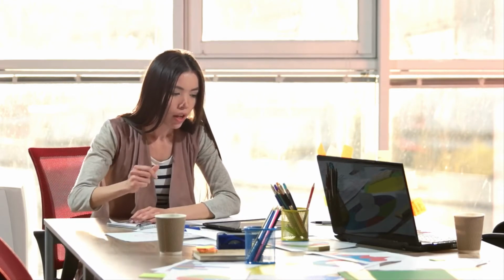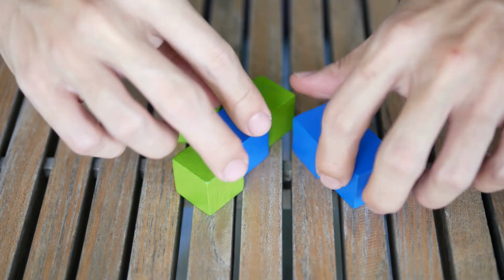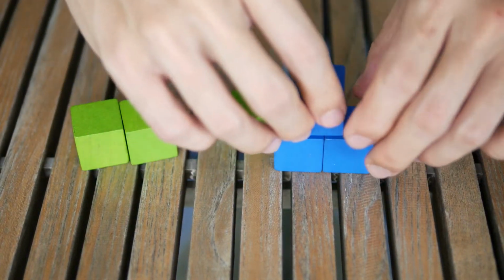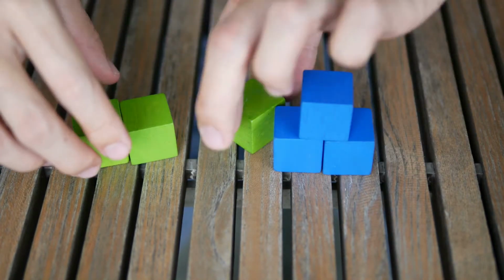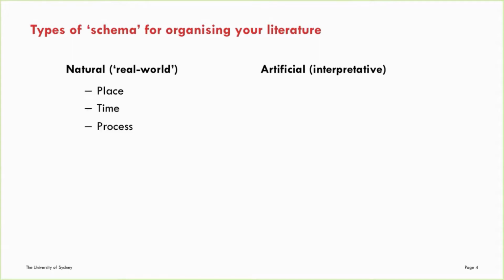To create this plan or outline, there are several options available. Your ideas can be organized using different patterns or schema. There are two main types of schema that we need to distinguish: natural or real-world schema, and artificial or interpretative schema. Real-world schema, where we foreground criteria such as place, time, or process, are based on phenomena in the world that we mostly all agree on.